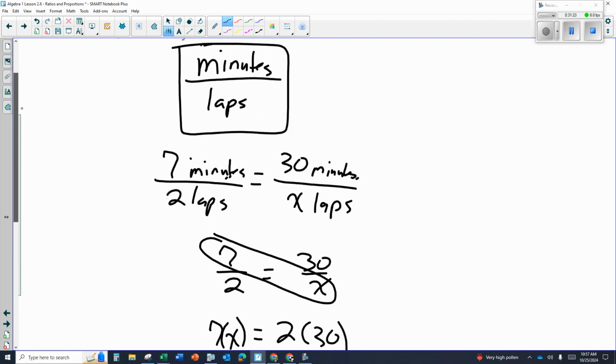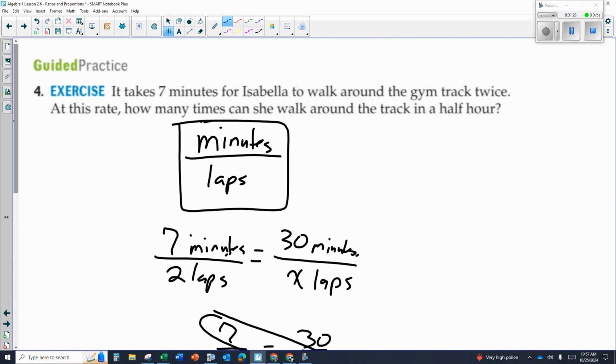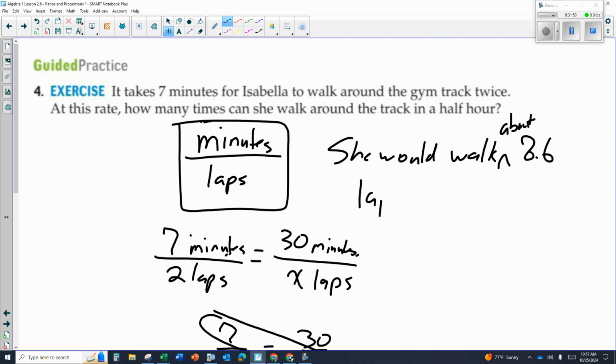So we can answer the question now. Let me rephrase that correctly. She would walk about 8.6 laps in 30 minutes. That would be the answer to the question.